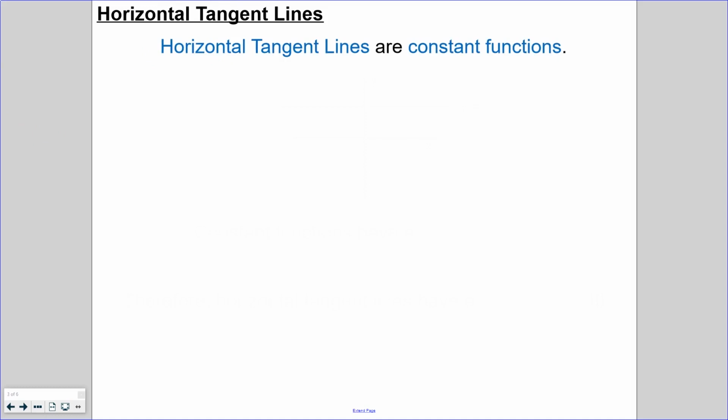functions. And the reason we know that they are constant functions is because their height never changes, which forms a horizontal line. So as you can see on this graph, y equals c, where c is just any number, is going to be a constant function.